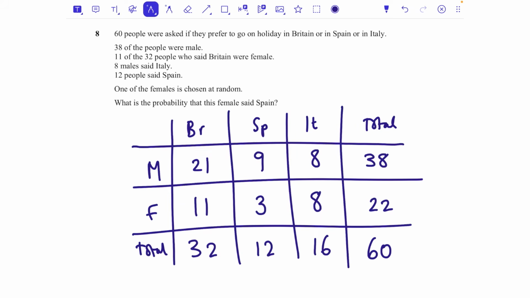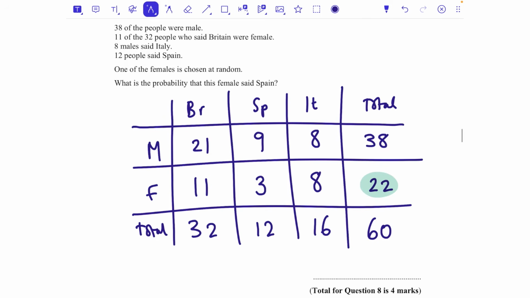What is the probability that the female said Spain? So we're only picking from the females. So this probability is going to be out of 22, because there's only 22 people I can pick from. So we're picking one of the females at random. So out of 22, how many of them said Spain? Well, 3 of them said Spain out of 22. So that would be my answer.